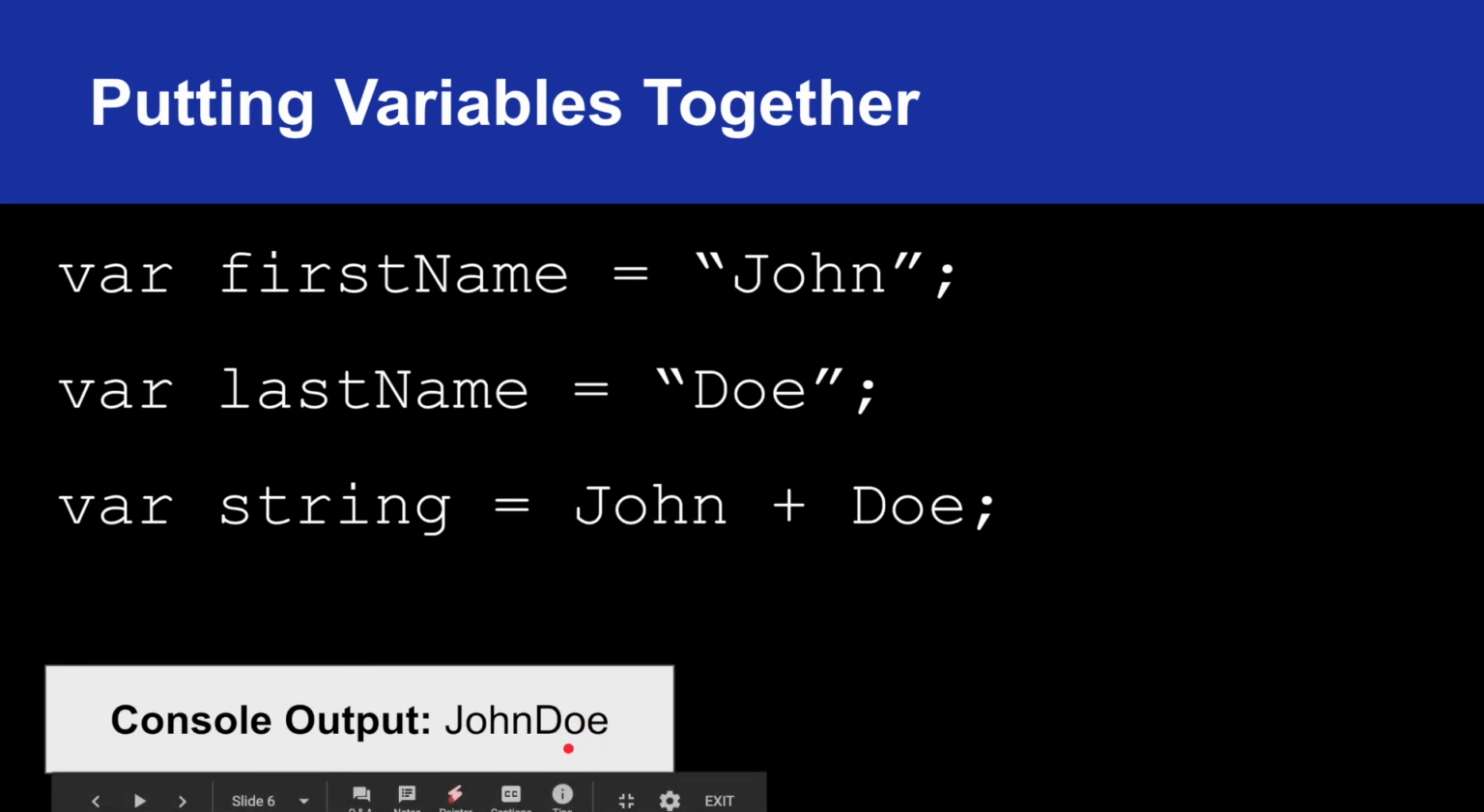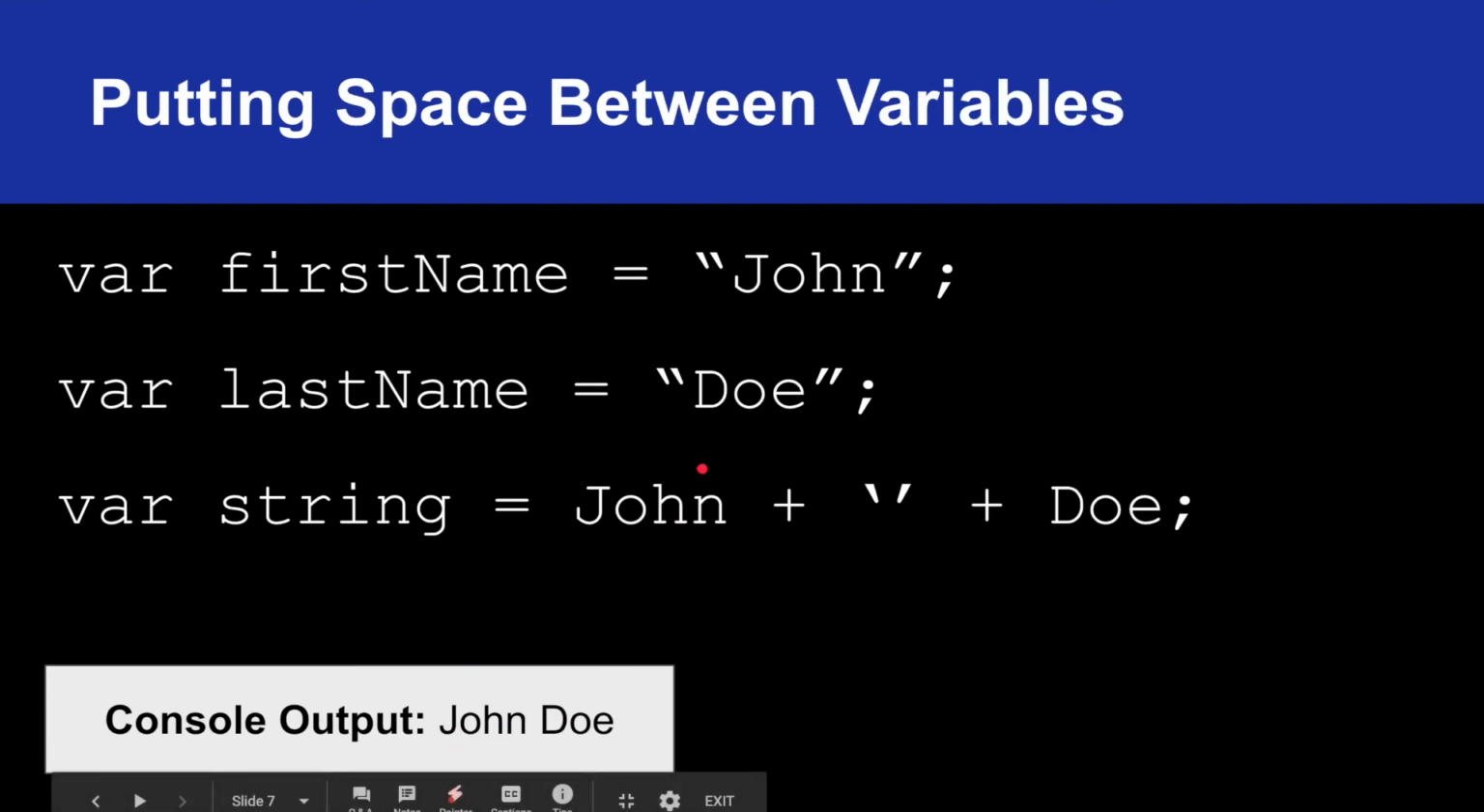Now you wonder why we get JohnDoe. The reason we're getting JohnDoe is because these two variables are assigned John and Doe. So when we're adding them back to back, we get that. We can just put a space between them, and we get John Doe.